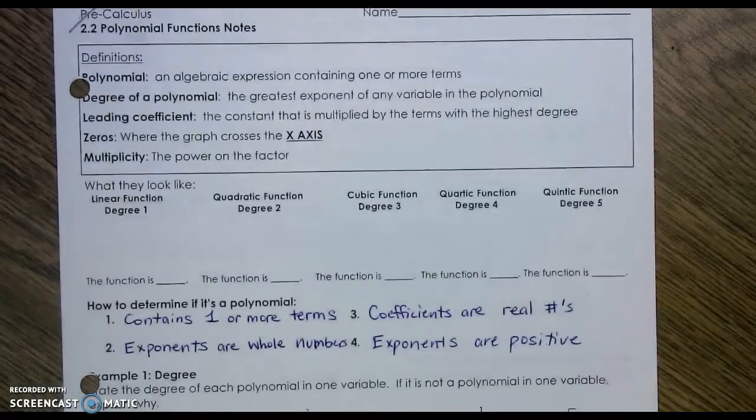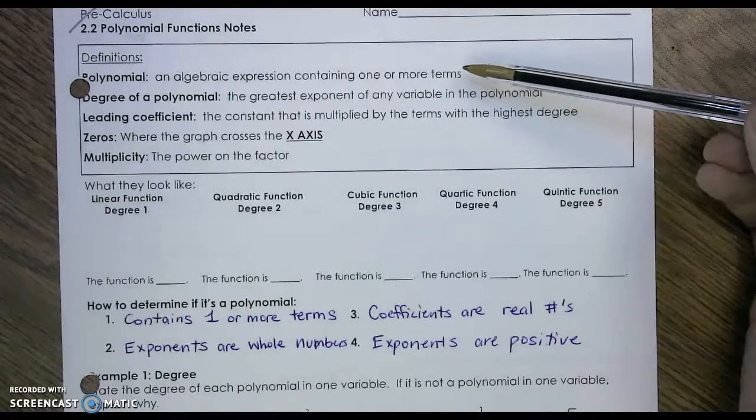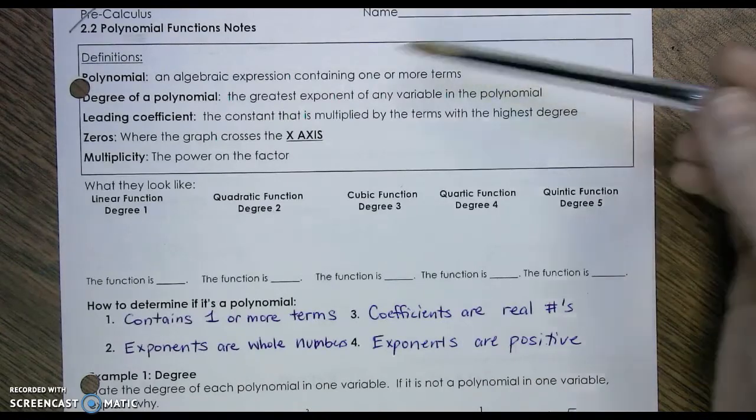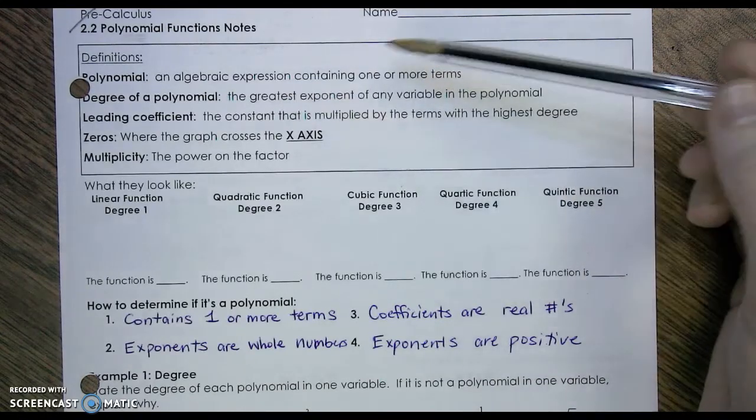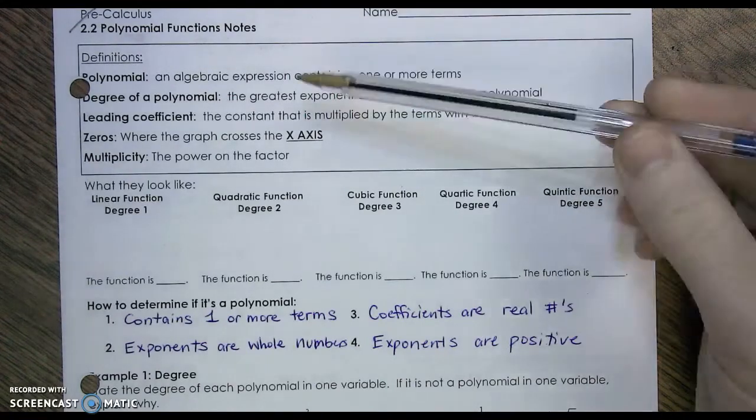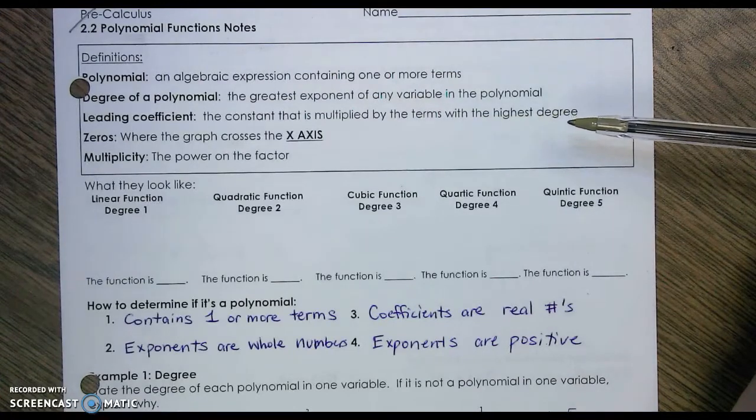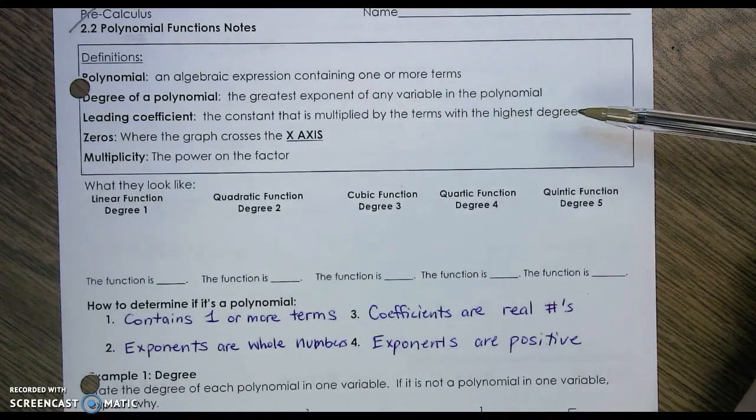In lesson 2.2, we're talking about polynomial functions. I've got a few definitions at the top. A polynomial is an algebraic expression containing one or more terms. The degree of the polynomial is the largest exponent in the polynomial. The leading coefficient is the number in front of the biggest x value.